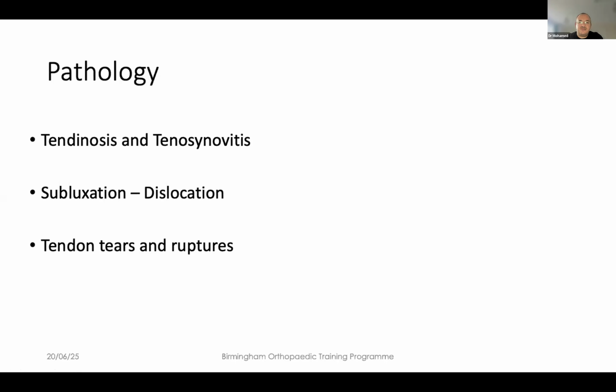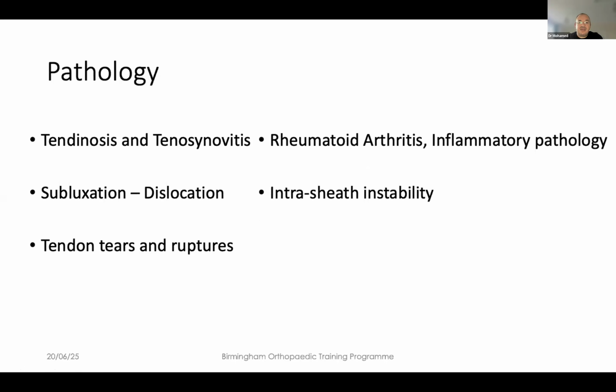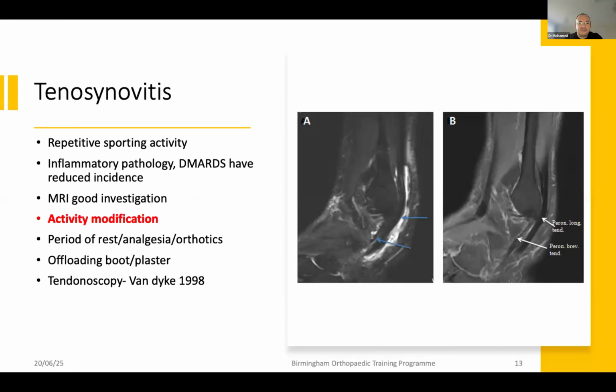So the commonest for all the tendons is to have tenosynovitis, tendinosis, especially if the patient has a background of inflammatory disease, especially rheumatoid. Then subluxation or dislocation, and commonly an intrasheath instability as one of the underlying diagnoses, and lastly tendon tear or rupture, and this is commonly with malalignment or instability.